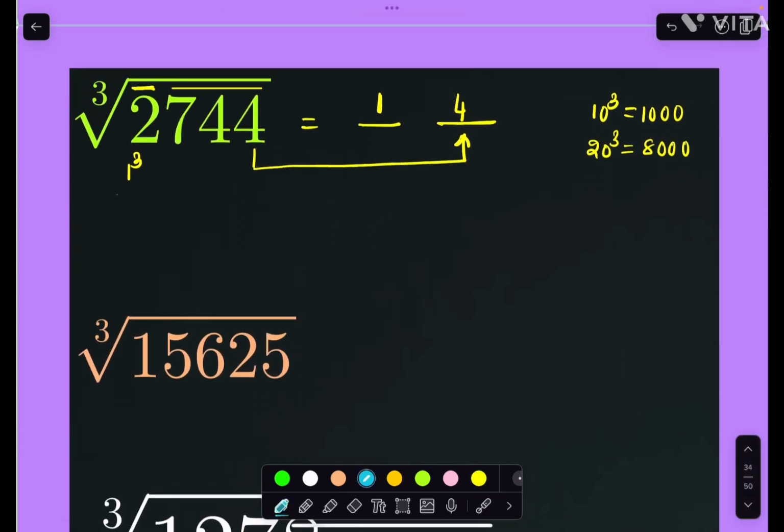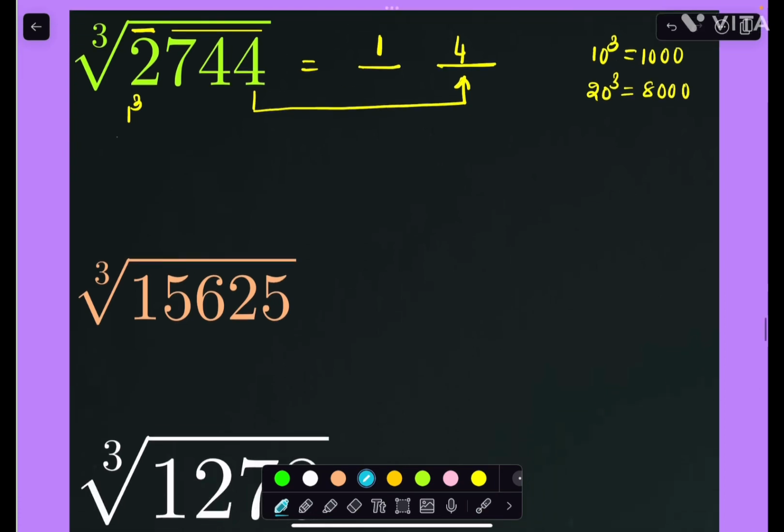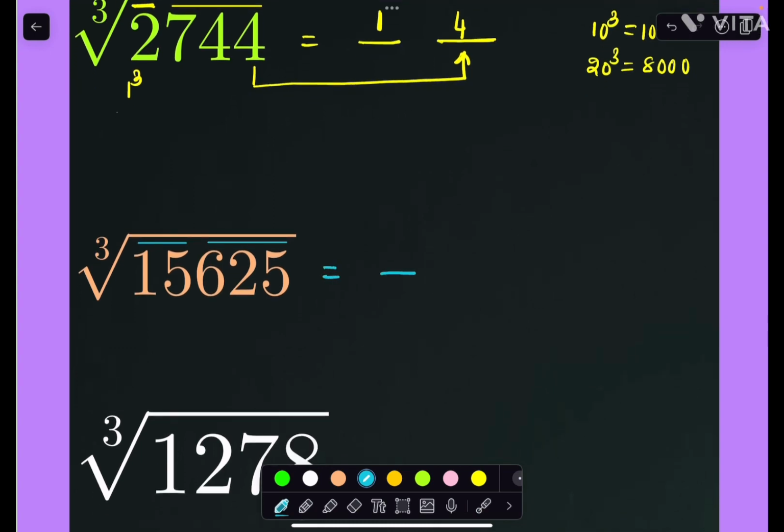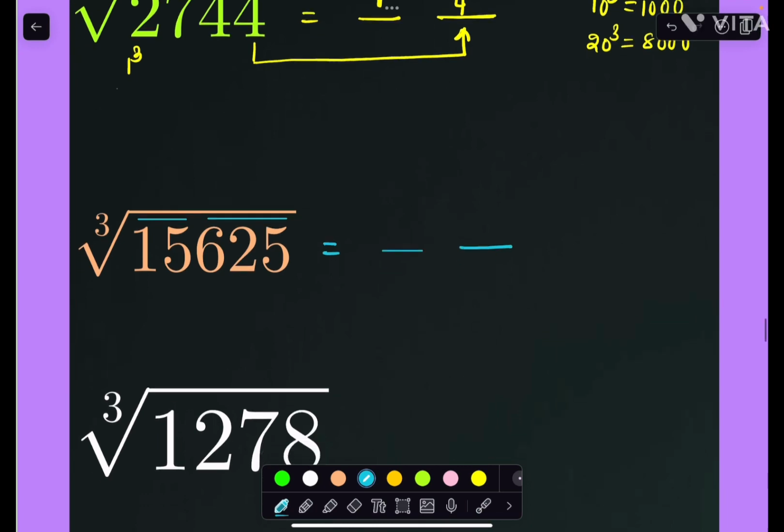And similarly see this one, cube root of 15,625. How to calculate it, right? So mark bars on 3 numbers from right to left. Now it contains only 2 bars. Your result contains what? So a 2-digit number only. Cube root of this number is a 2-digit number. Now I'm calculating the unit place of this particular number.